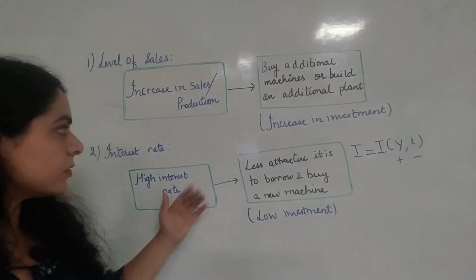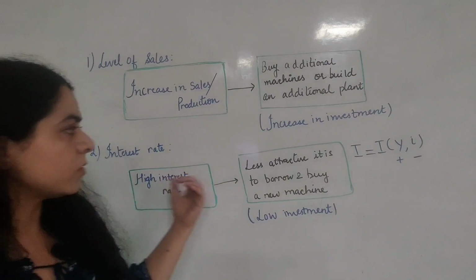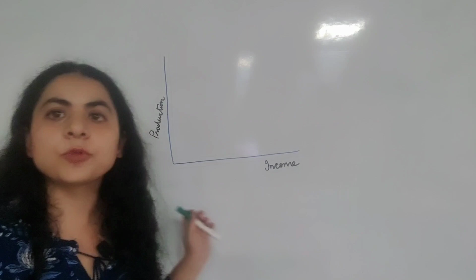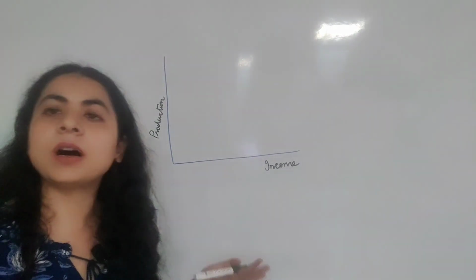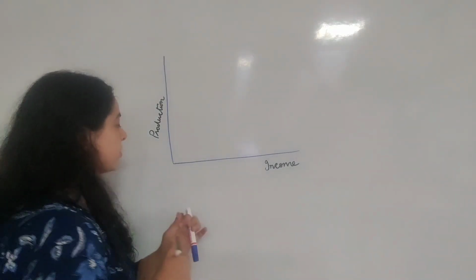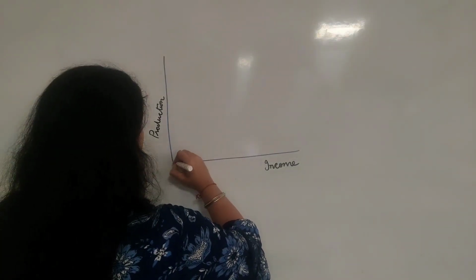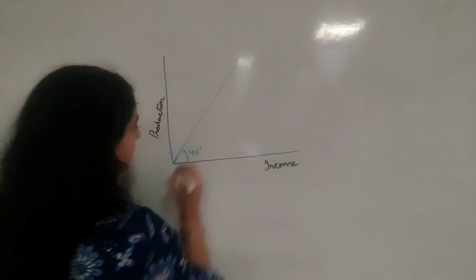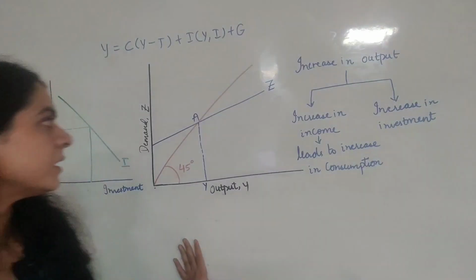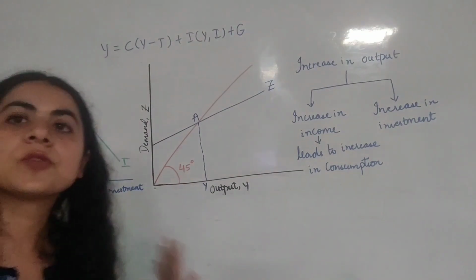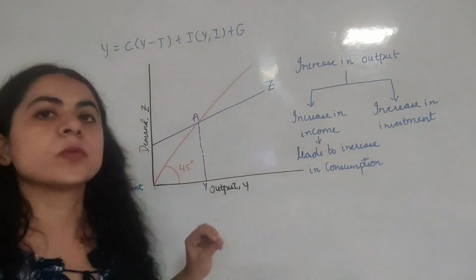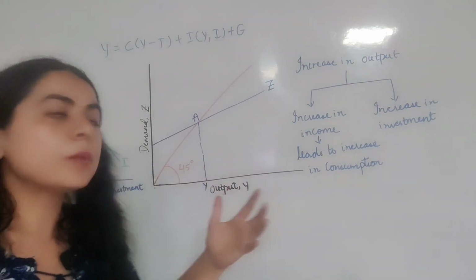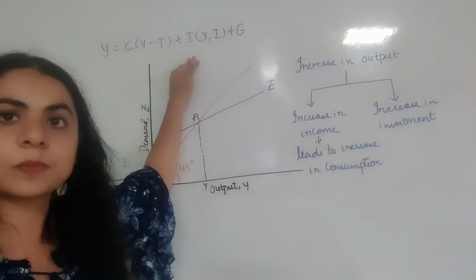When the interest rate increases, it will be costly to borrow, and obviously this will lead to a fall in investment. As you know that production and income are identically equal, the relation between these two is shown with the help of a 45-degree line. The relation between demand and output at a given interest rate is shown by this upward sloping curve Z. By taking into account this investment relation, the equilibrium condition can now be represented as this.